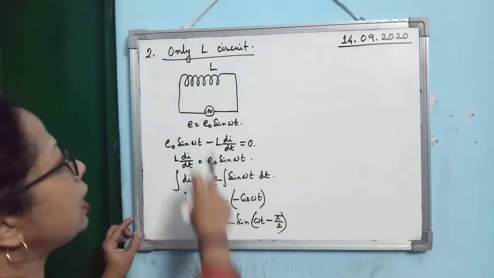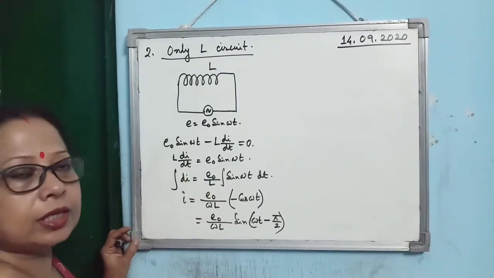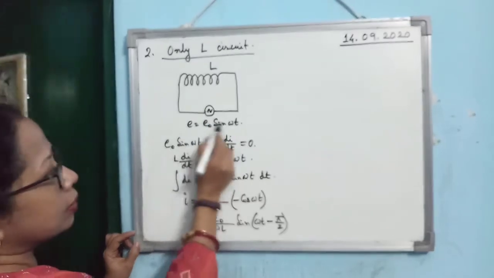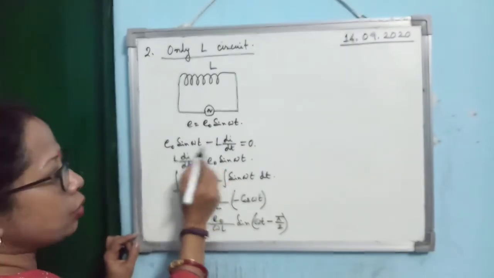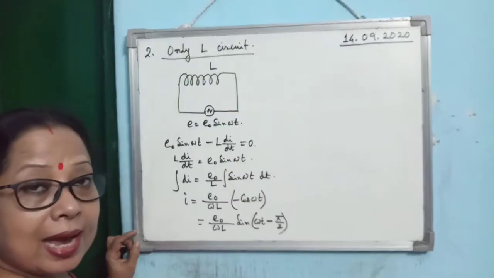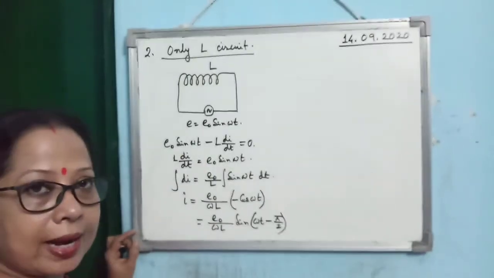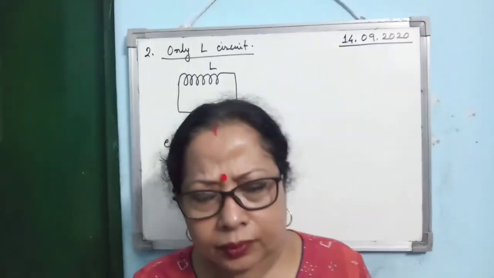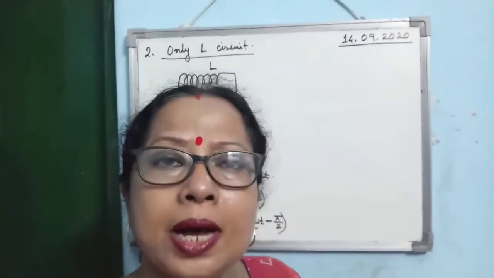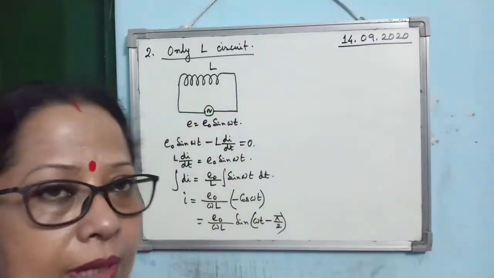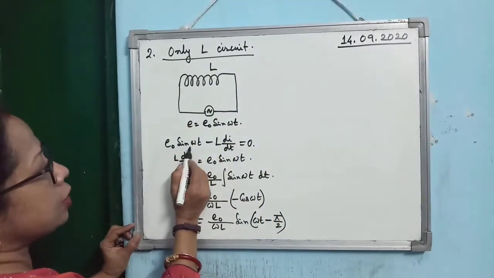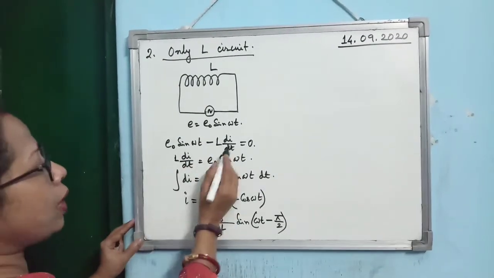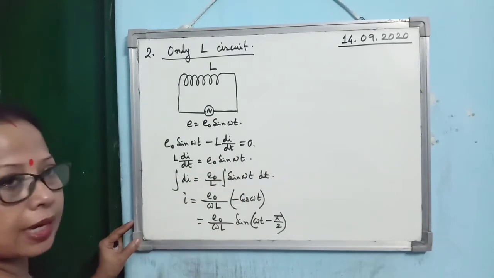Now, if I apply Kirchhoff's voltage law for a loop, the alternating EMF is equal to the potential difference across the inductor. Or you can say, if you add the EMF and the potential differences across different parts, the sum should be 0. So you can write E0 sin omega t minus L di/dt is equal to 0. So L di/dt is E0 sin omega t.